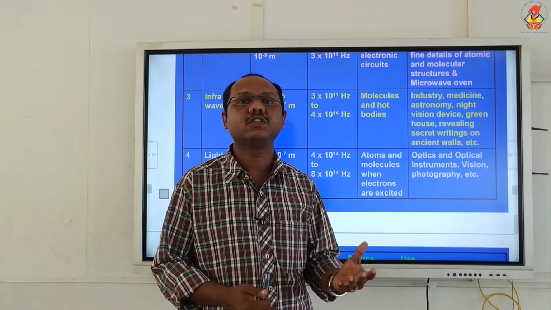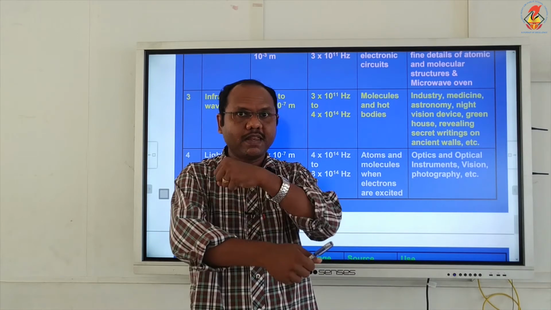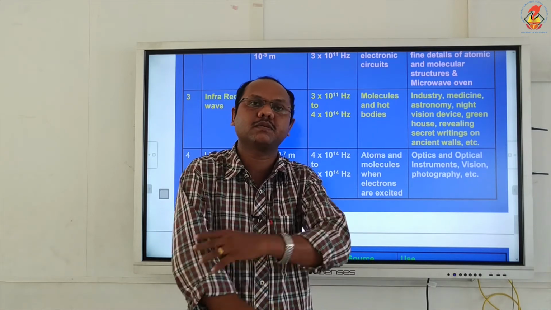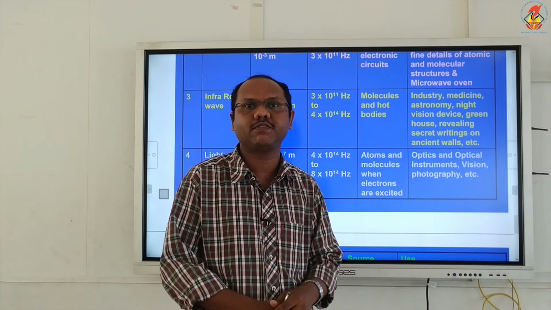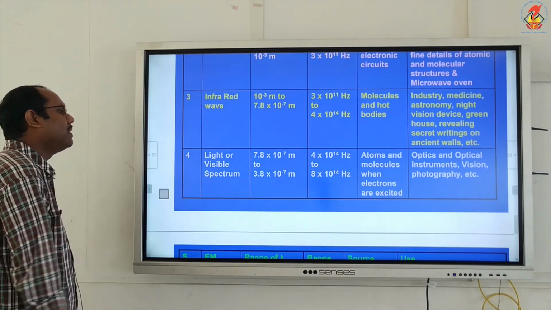Okay. And one more thing, infrared rays can be used to treat muscular cramps. You know, we will apply heat if there is any muscular cramp or something. For that purpose, we can use infrared radiations. Okay. Now the next, visible light.